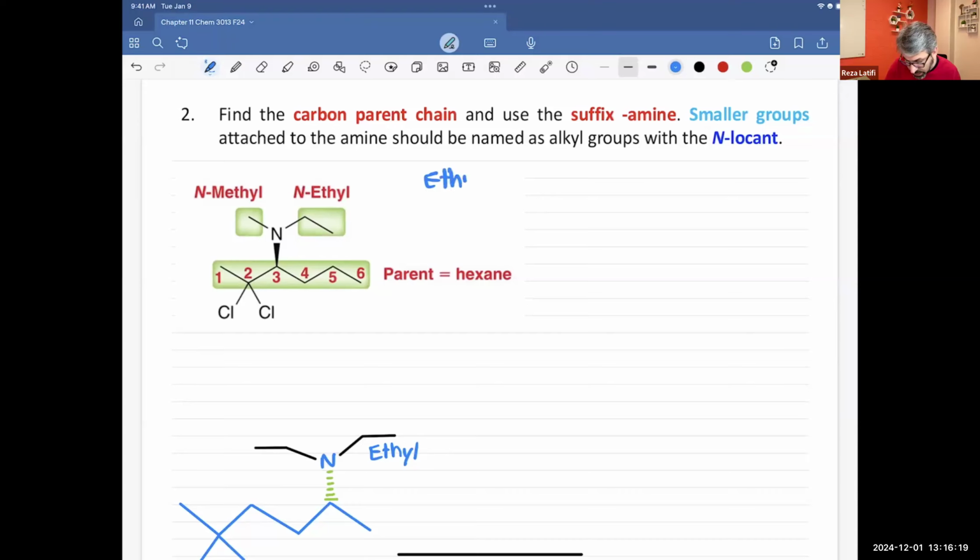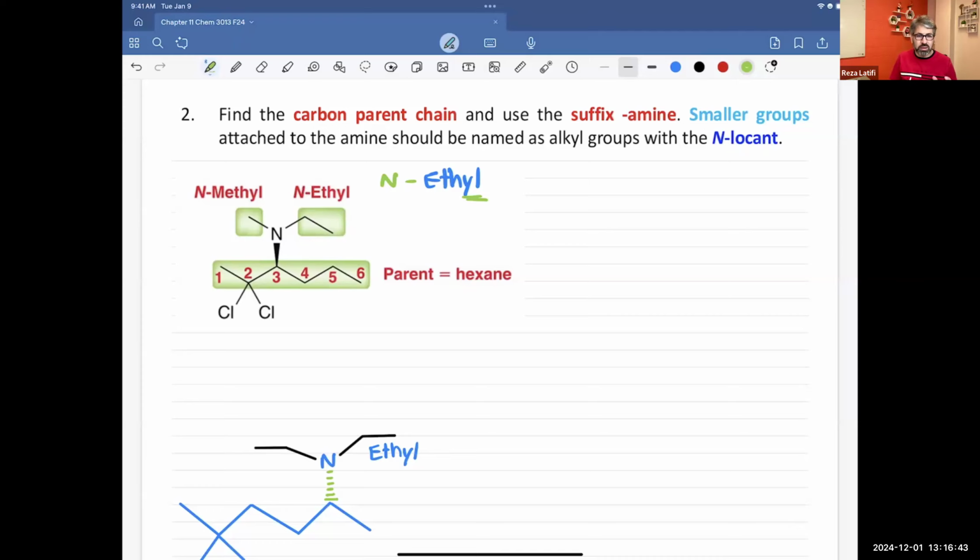I have 2 carbons, I go ethyl. Remember that YL, we use it to say that it is attached to somewhere. So I have ethyl and methyl, they are attached to somewhere. To what? They are attached to nitrogen. Here you go, so you say N-ethyl. That means you have 2 carbons attached to nitrogen. And also you have a methyl.